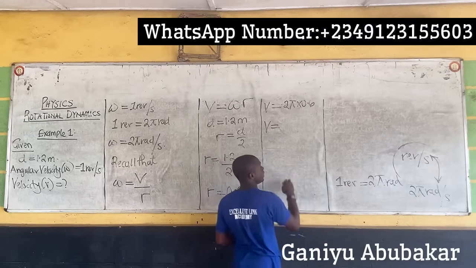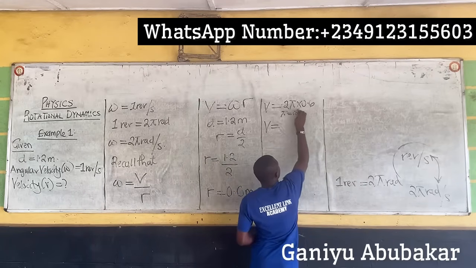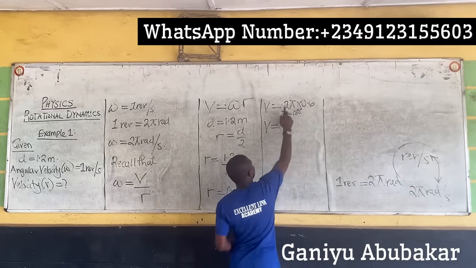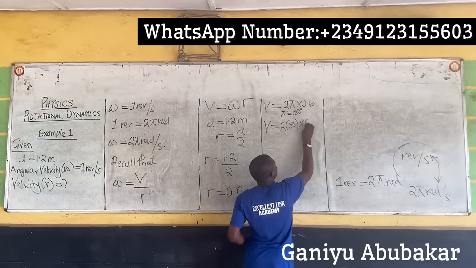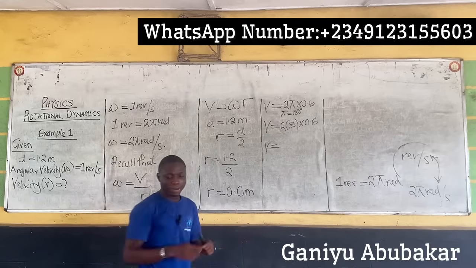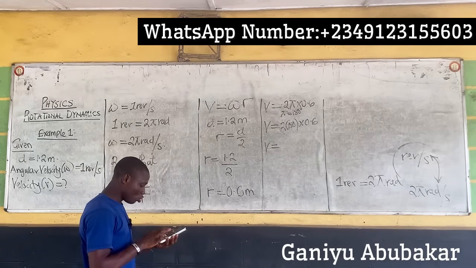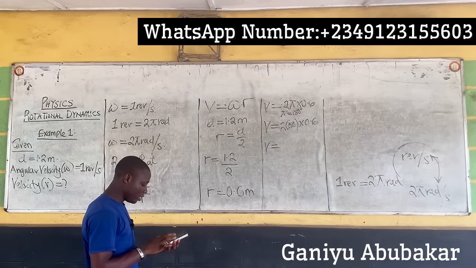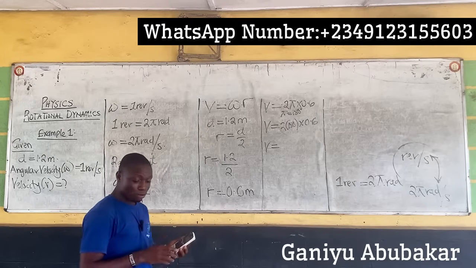We know that pi is 180, right? So pi, we said, is 180 in this topic. So I'm saying 2 into 180 times 0.6. V should be equal to, if I punch my calculator, 2 times 180 times 0.6. So that's around 216.